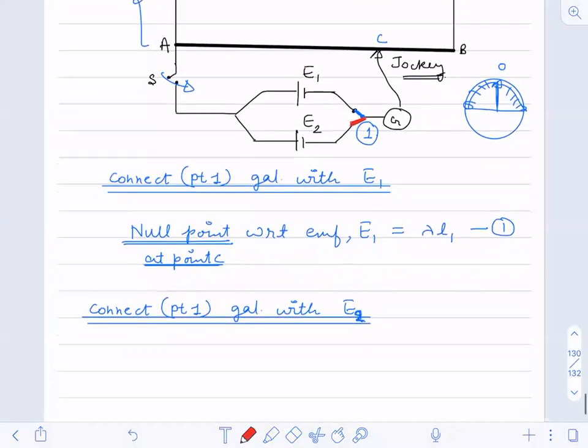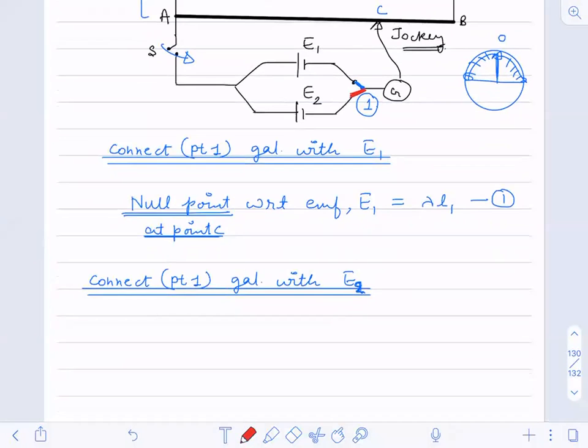So now when you are doing this, you have to find out the null point with respect to EMF E2, and then you will have length lambda L2. So this will not be at C.